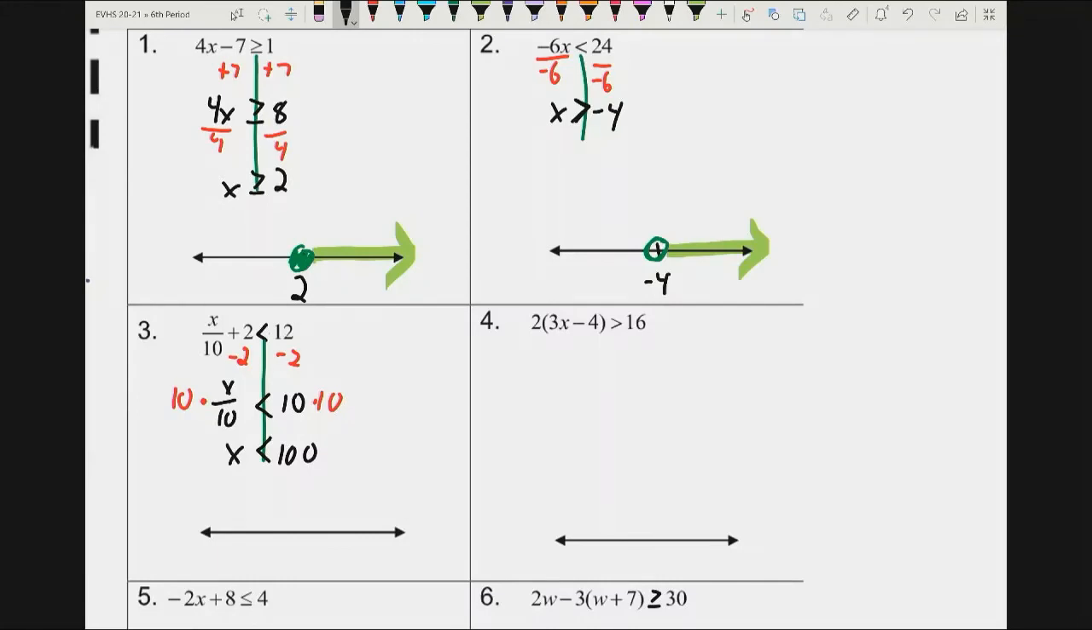Okay, now x is on the left, so I'm good on that front. I'm going to go ahead and put my 100 there. Circle it. Now, what do you think? Open or closed? Open. And left or right? Okay, this is less than, so we're going to the left.